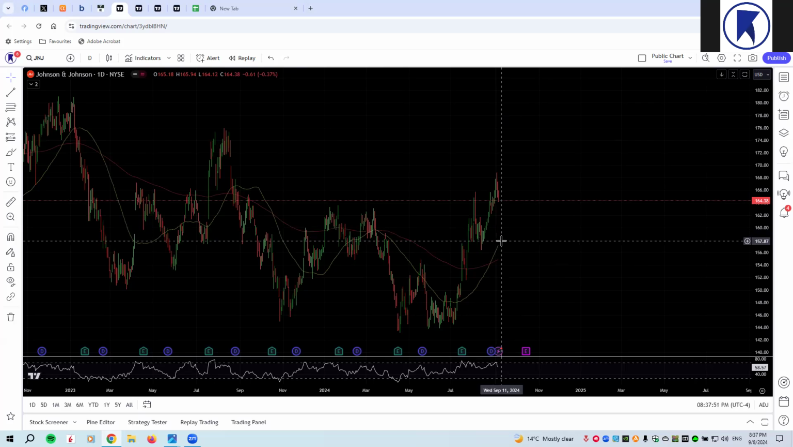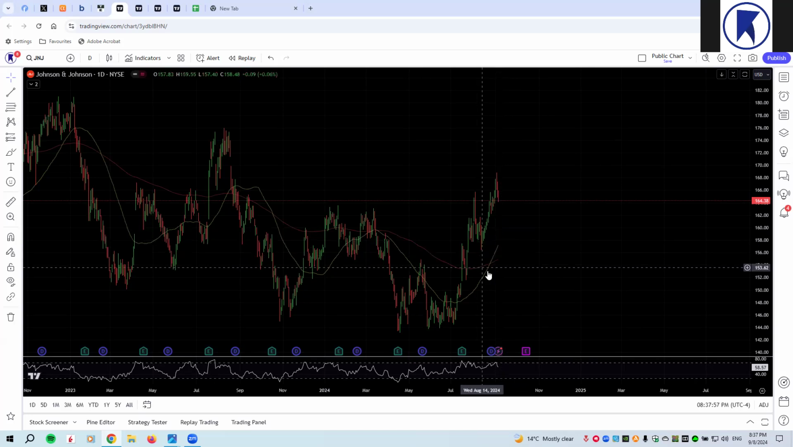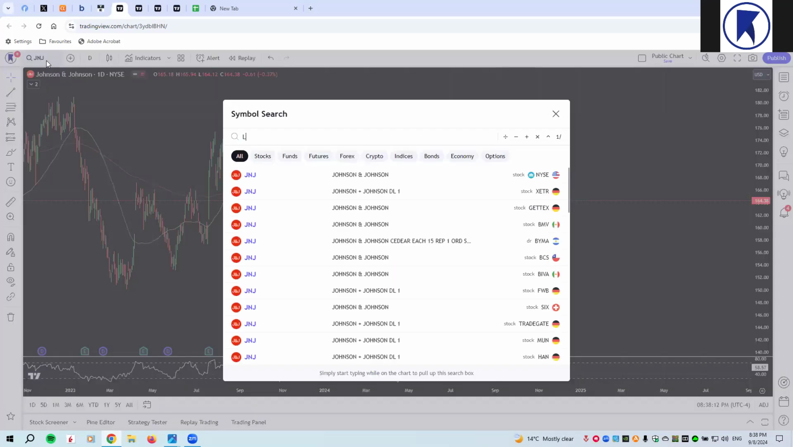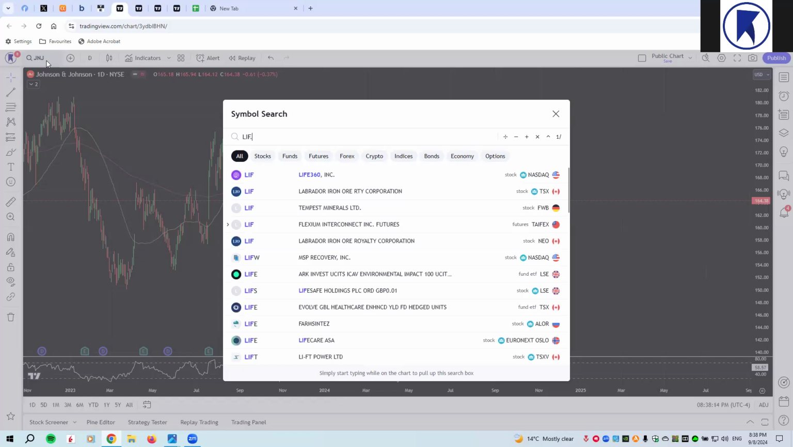Ideally, you would get around this key pivot inflection area of about 158. You will notice that we have the 50-day and 200-day moving average here as well, so the closer we can get to that, the better. Okay. Jazz is asking about LIF, below 30 now, depending on keeping it on your watch list. Yeah, LIF is always something that I keep an eye on.